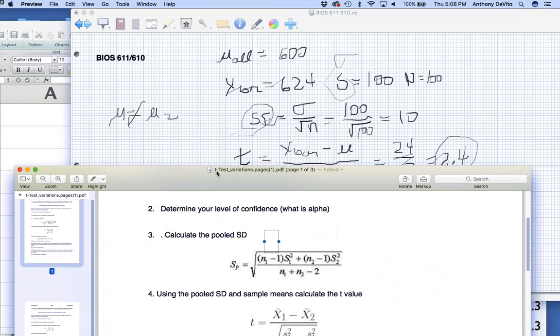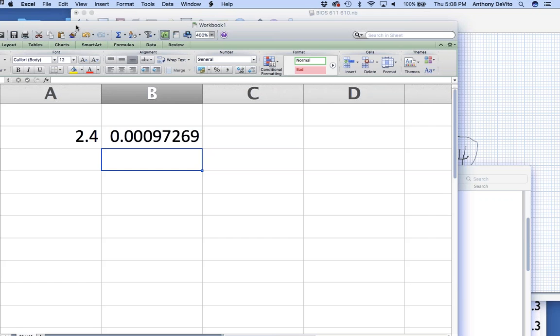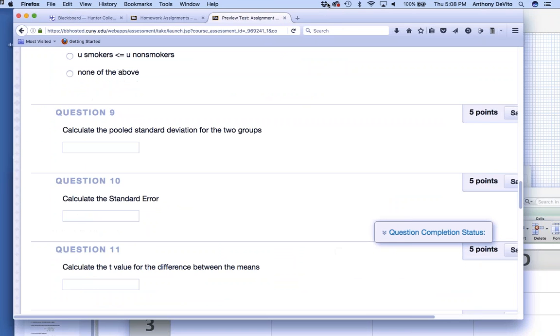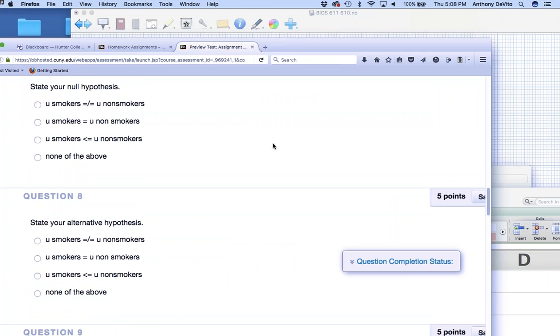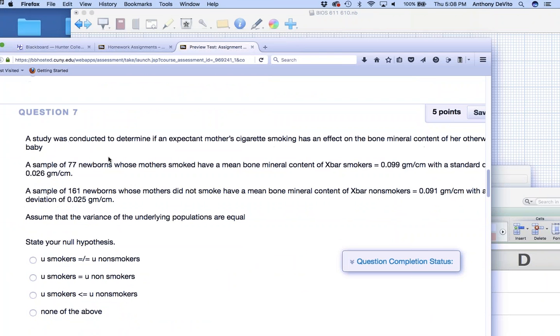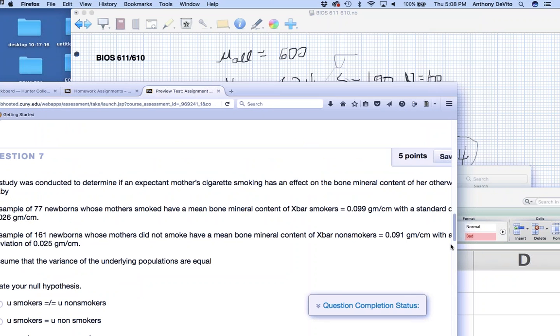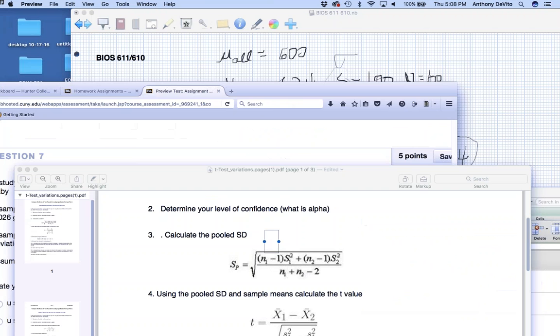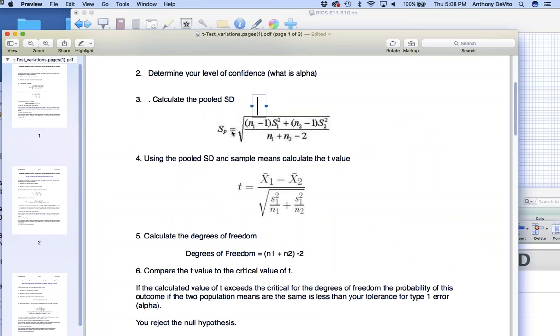Let's see, what do I have there in my problem? Let's go back to the problem. How many smokers did we have? We had 77 and a standard deviation of 0.026, 161 and a standard deviation of 0.025. I want you guys to remember those two numbers for me, 77, 161. Let's go back to our sheet. So what is this pooled standard deviation going to be?